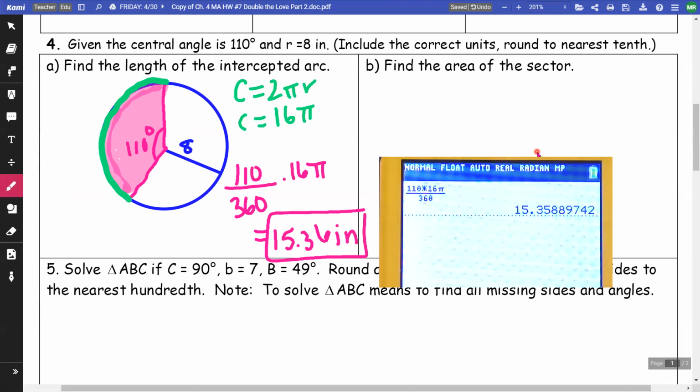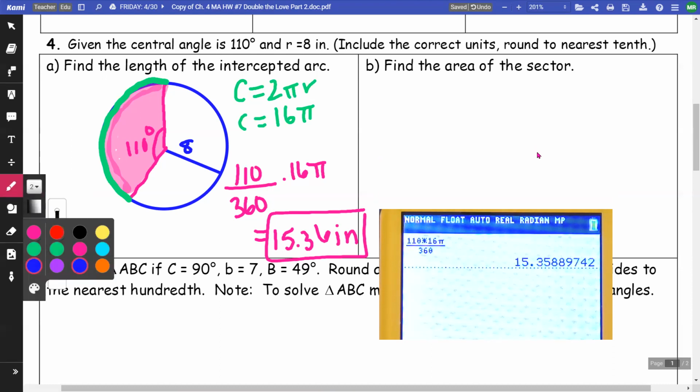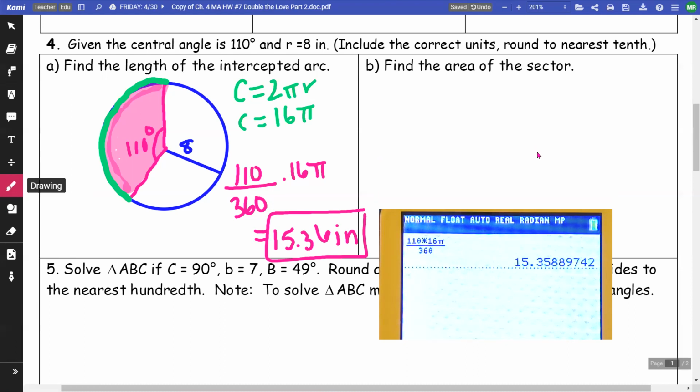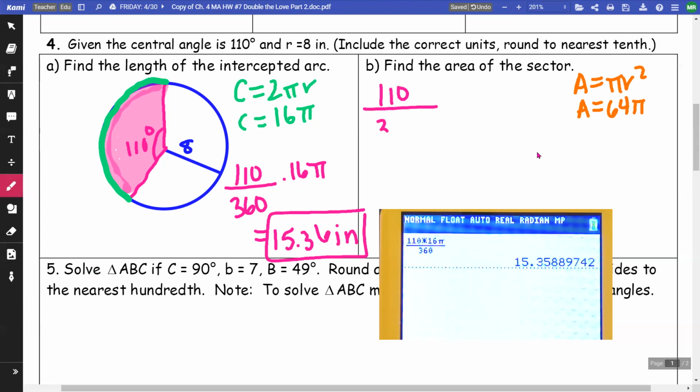Then I am going to do the same thing, but this time it's area. And area is equal to pi r squared. And so the area of the whole entire circle would be 64 pi. And again, I don't have the whole entire circle. I have a portion of that circle. I have 110 degrees out of 360 times 64 pi.